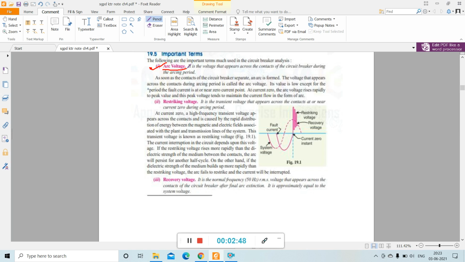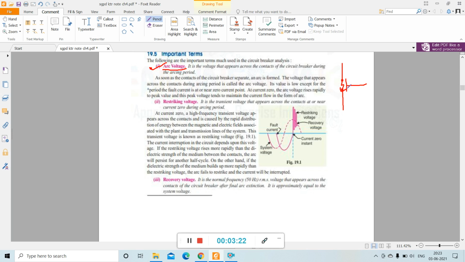As soon as the contacts of the circuit breaker separate, an arc is formed. I already told you, if this is a fixed contact, and this is also another fixed contact, and this is a moving contact, then when this moving contact is separated from the fixed contact, an arc is developed right here. The voltage that appears across the contacts during the arcing period is called arc voltage.